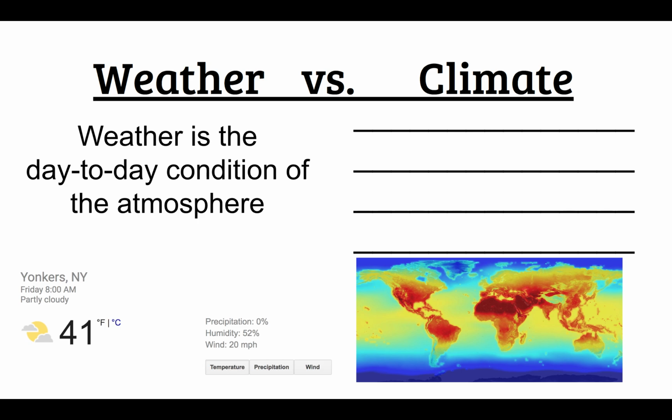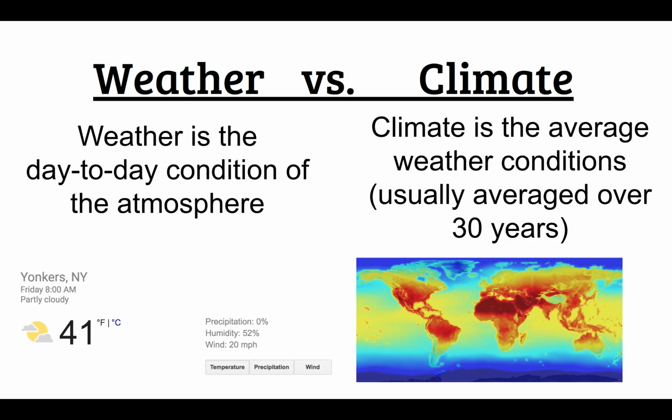The climate is the average weather conditions usually averaged over 30 years. So, for example, if you were to take the temperature every single day in Yonkers over 30 years and average it, that would be the climate of Yonkers. You could do the same thing with the amount of rain that has fallen or the wind.